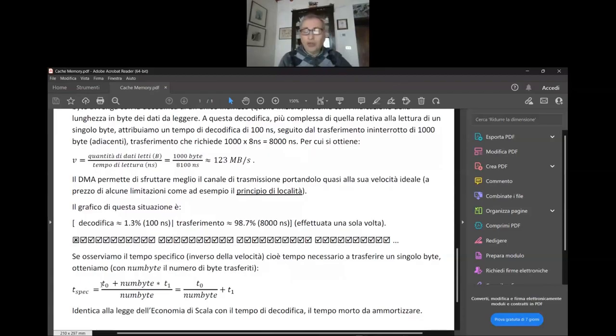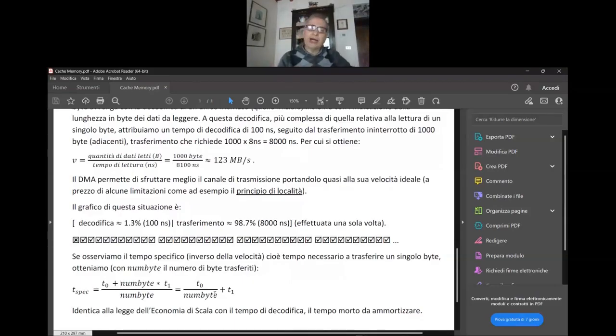So if we look at how much time is needed to download a byte on average, we have T0 plus the number of bytes times T1, divided by the number of bytes downloaded. Therefore, T0 divided by the number of bytes, plus T1. T1 is the time needed to load a byte. T0 divided by the number of bytes is precisely the amortization term, if you remember the previous video, related to dead time, in this case a transaction dead time. So we see that the law we are applying is identical to that of economies of scale. The principle is the same. Having a dead time and distributing it over a large quantity, in this case of data, to amortize the effect on the average read time.